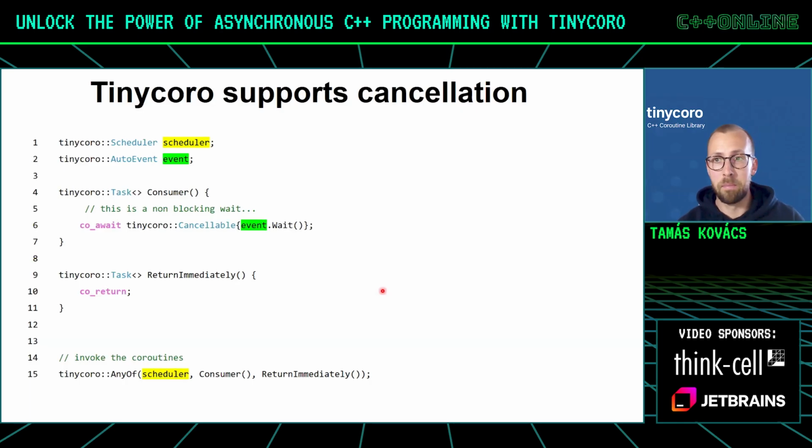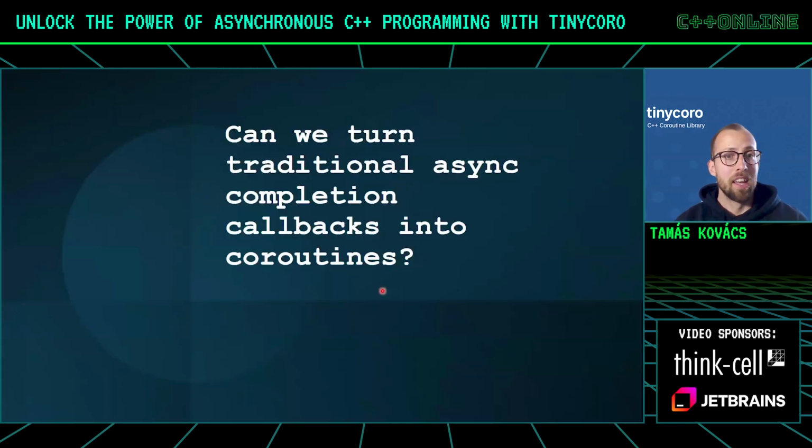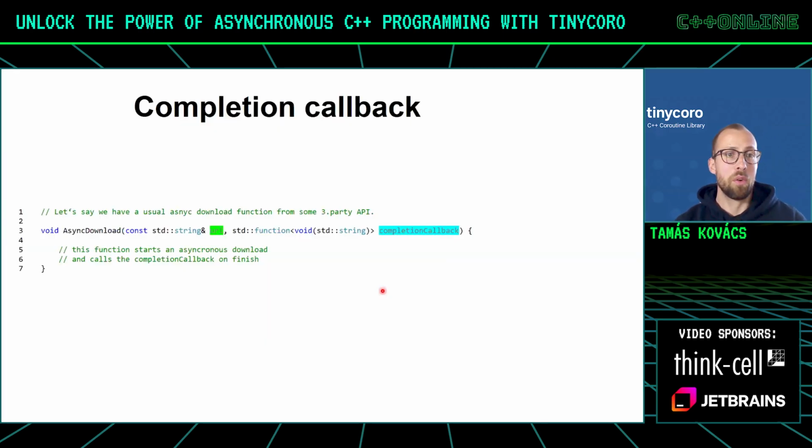So can we turn traditional async completion callbacks into coroutines? I prepared an example for that, and let's see how we can deal with those problems. As we already know, we have completion callbacks. We have third-party APIs which could have a lot of completion callbacks which can be called asynchronously, for example. In our case, we have one of these.